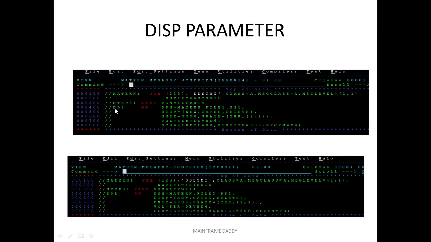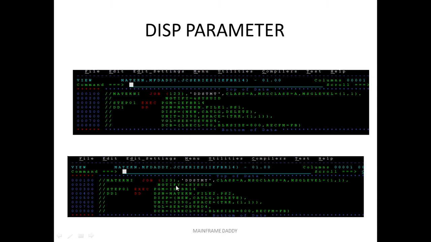Here this is the DD statement, DD1, MADEKN.FILE1.PS1. This is the name of our dataset, and the disposition we are coding as NEW,CATALOG,DELETE. So the file is to be created newly, and upon successful execution of the job, catalog the dataset, and upon unsuccessful execution of the job, delete it. And here are the unit, space, volume serial and data control block. These things we will discuss in our later topics. These are some other keyword parameters which will be used in the DD statement.